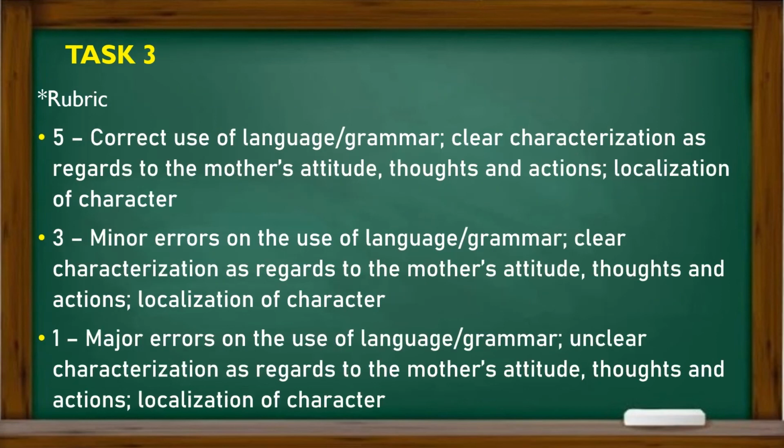To rate your work, here is the rubric. 5 points: correct usage of language and grammar, clear characterization as regards to the mother's attitude, thoughts, and actions, and localization of character. 3 points for minor errors on the use of language and grammar, clear characterization as regards to the mother's attitude, thoughts, and actions, localization of character. And 1 point for major errors on the use of language or grammar and clear characterization as regards to the mother's attitude, thoughts, and actions, localization of character.